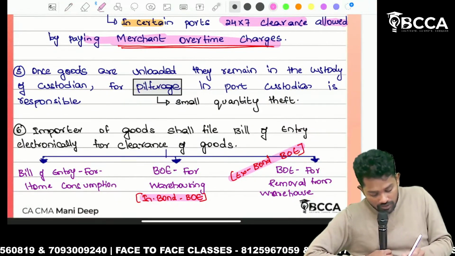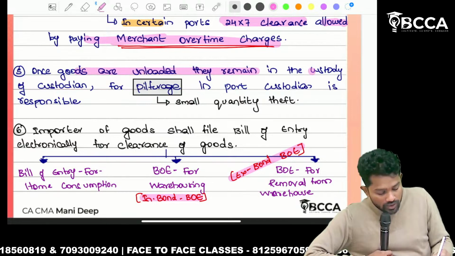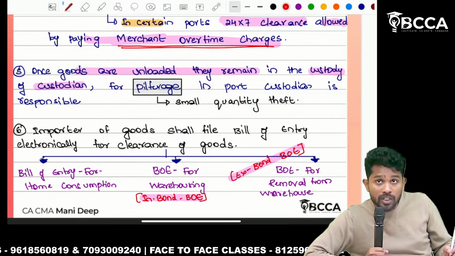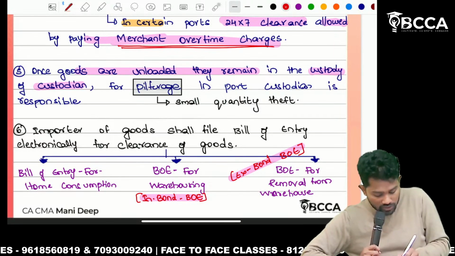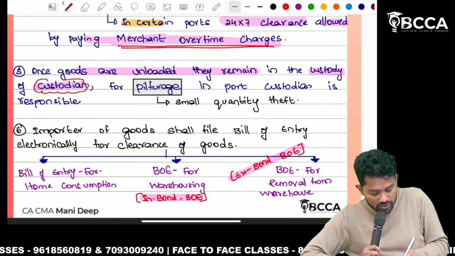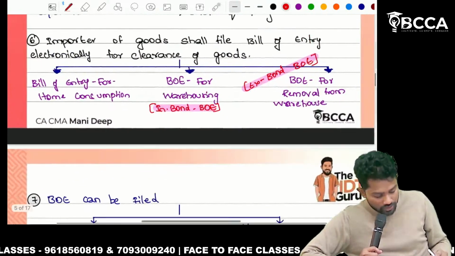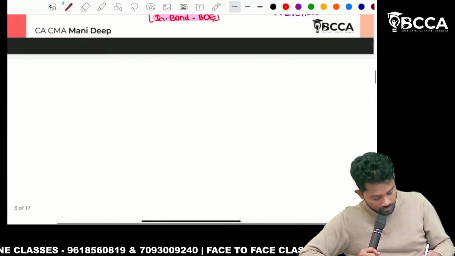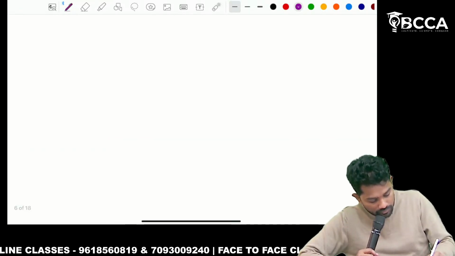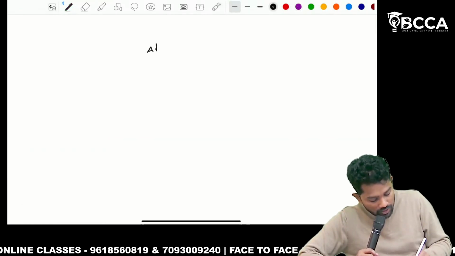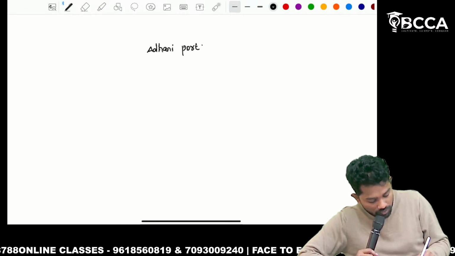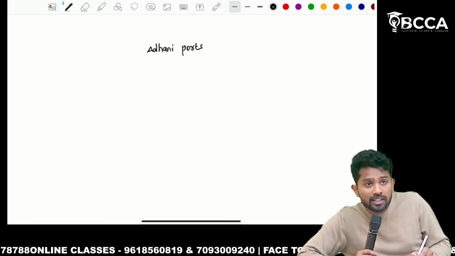Once goods are unloaded, they remain in the custody of the custodian. Once goods are unloaded, they remain in the custody of whom? The custodian. Now the question is, who is this custodian? If you know Adani Ports, what is the business of the company Adani Ports?